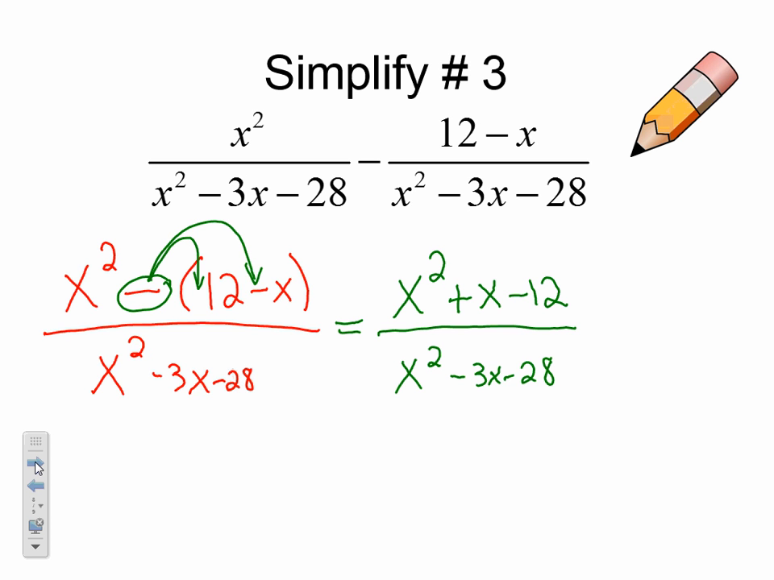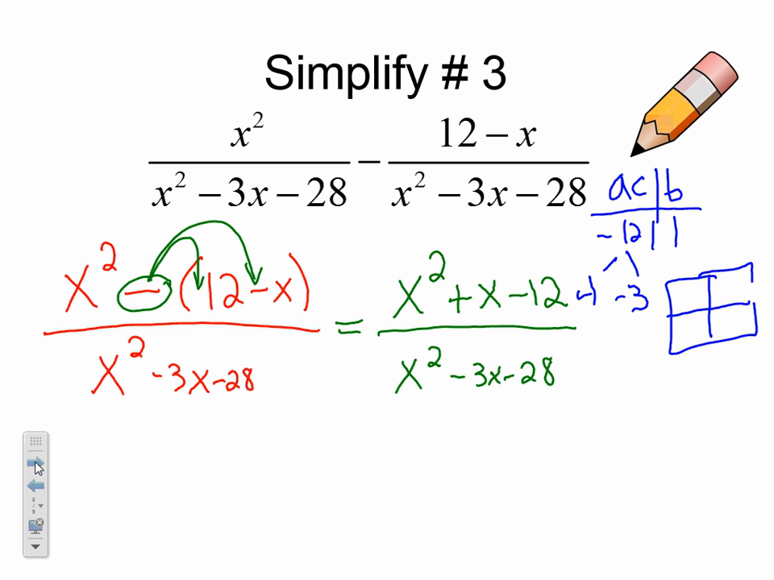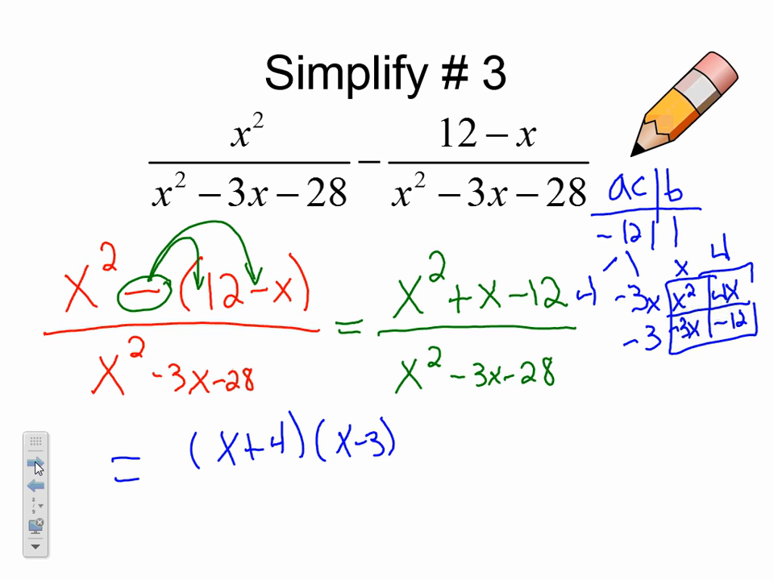So for the top, I'm going to take A times C as to B, negative 12 and 1. My factors for this one are going to be 4 and negative 3. I'm going to plug it right into the box right away. So I have x squared, 4x, negative 3x, and negative 12. So I get negative 3x, x, and 4. So my factors for the first one are x plus 4 and x minus 3.